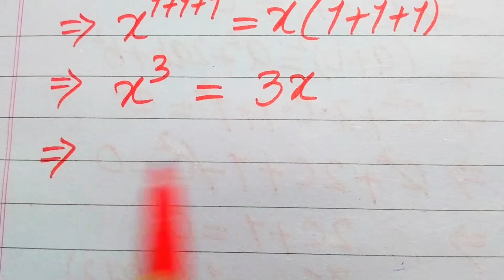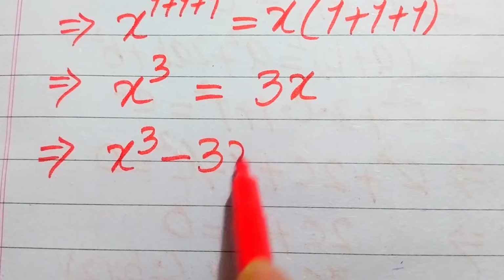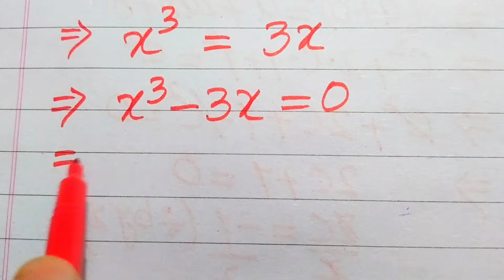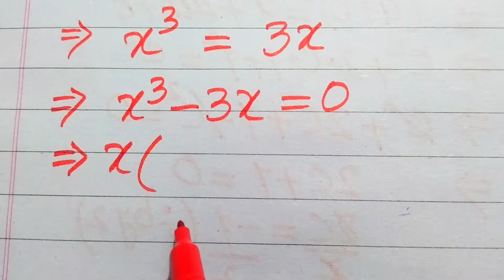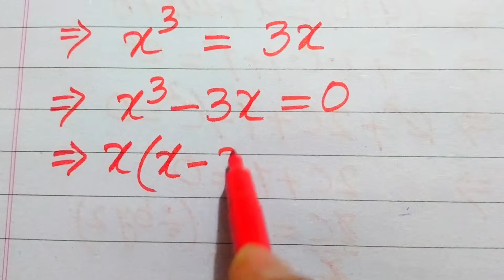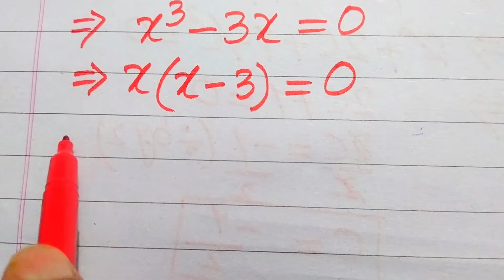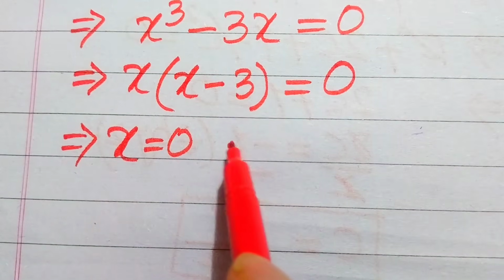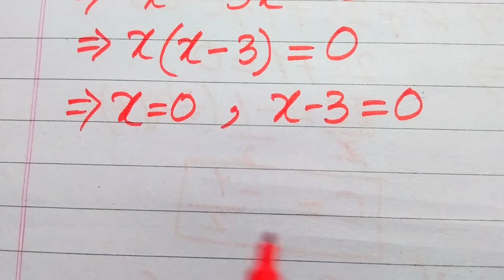Further, in the next step, we move the term 3x from the right hand side to the left hand side, and we get x cubed minus 3x, and this whole expression equals 0. Now you see that both of these two terms involve x, so we take x common, and the remaining values are x minus, from here we get 3, and this whole expression equals 0. Now we divide this equation into two cases. The first case is x equals 0, and the second case is x minus 3 equals 0.